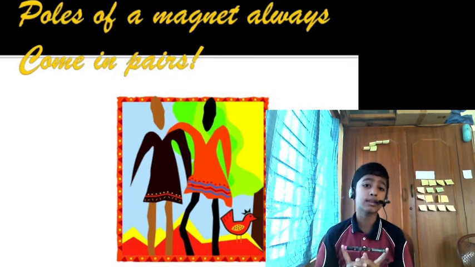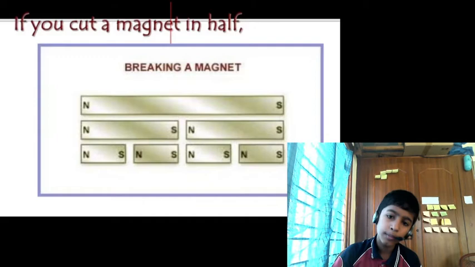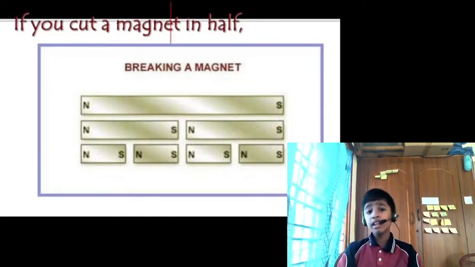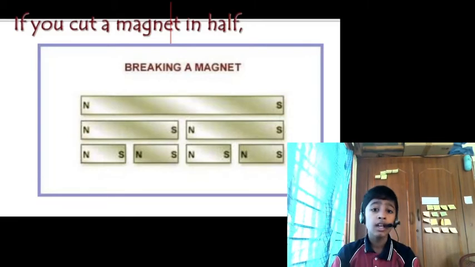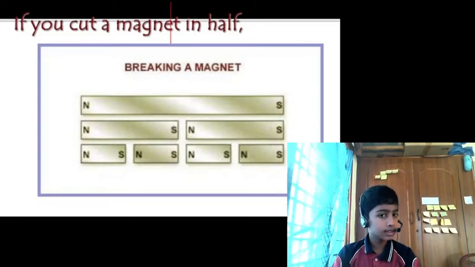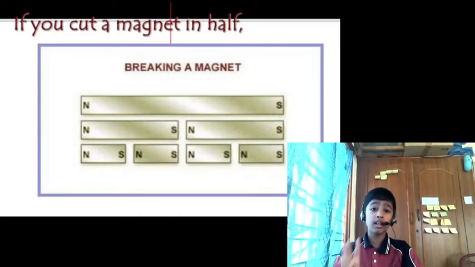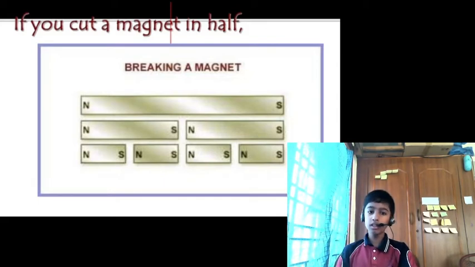This I have already explained. And if you cut a magnet also, that magnet will have a north and south pole. Here you can see there is a big magnet. They have cut it into two pieces, and the two pieces also have north and south poles, and the two pieces they have further cut into four pieces, and the four pieces also have north and south poles.